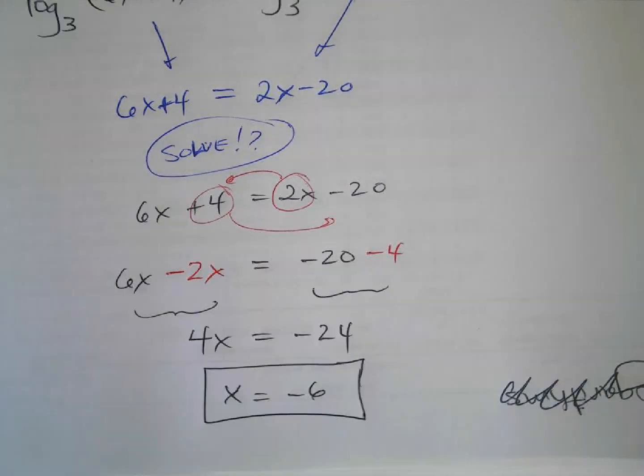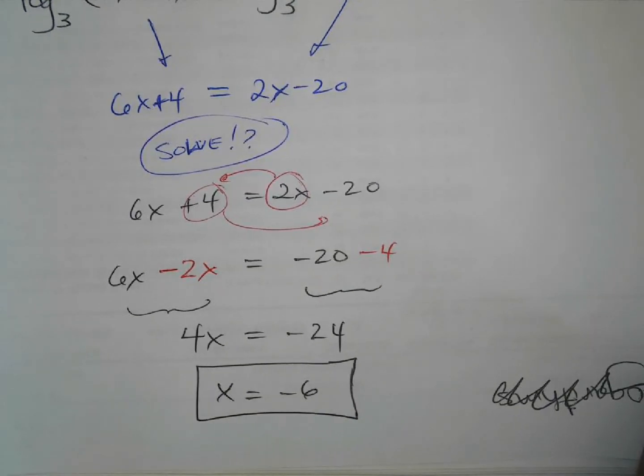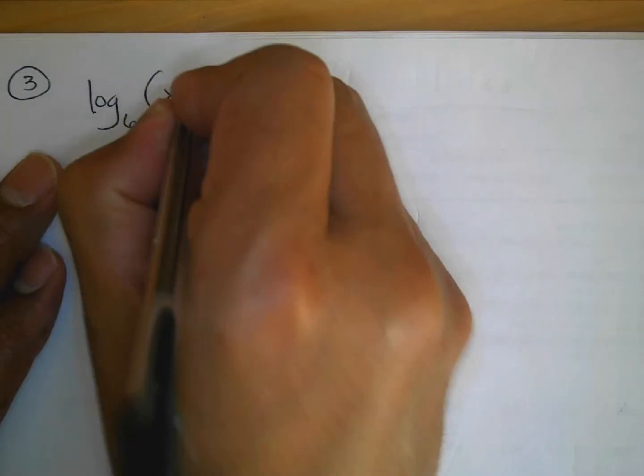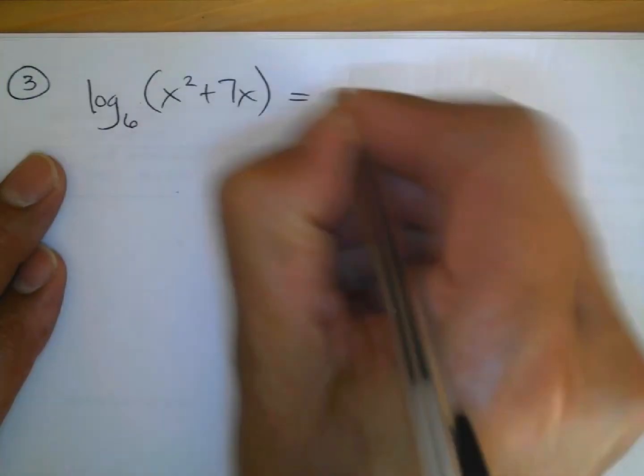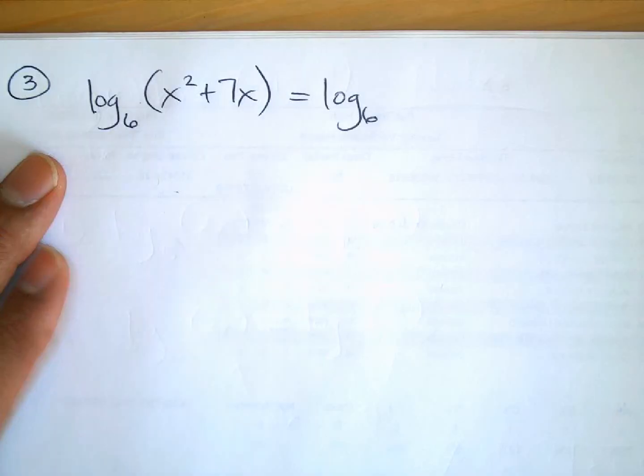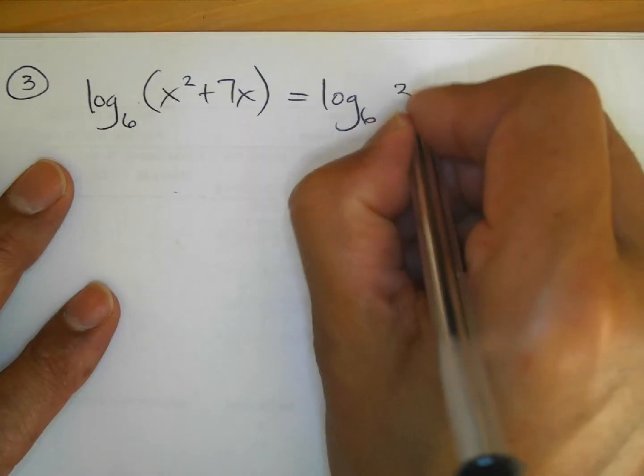Okay, those two were the easy ones. The next two are not, so keep following along. All right, number 3. Now we're going to get to the algebra 2 type problems. Now that you know, once you see two logarithms equal to each other, you just solve it. But now watch here how they're going to get complicated. Log 6 of x squared plus 7x equals obviously log 6 of just 30.